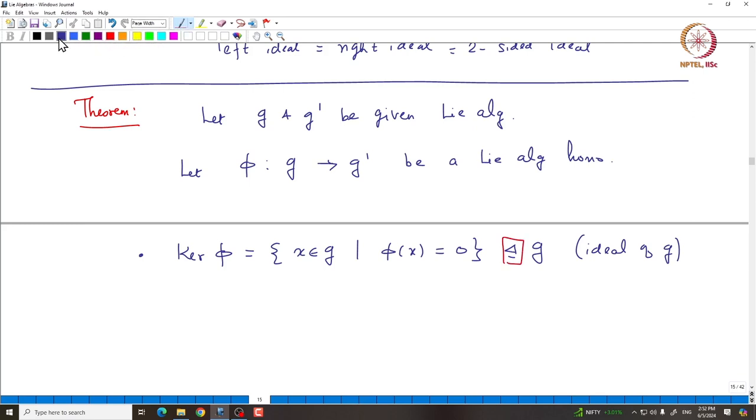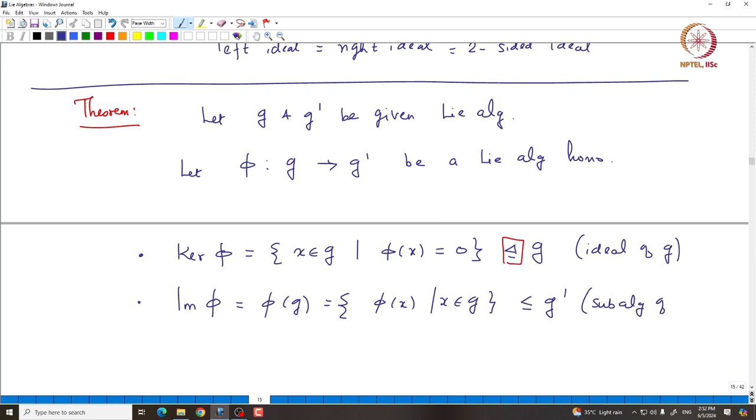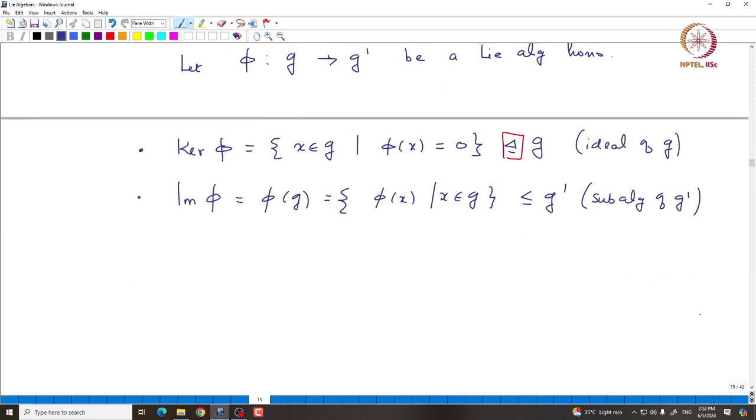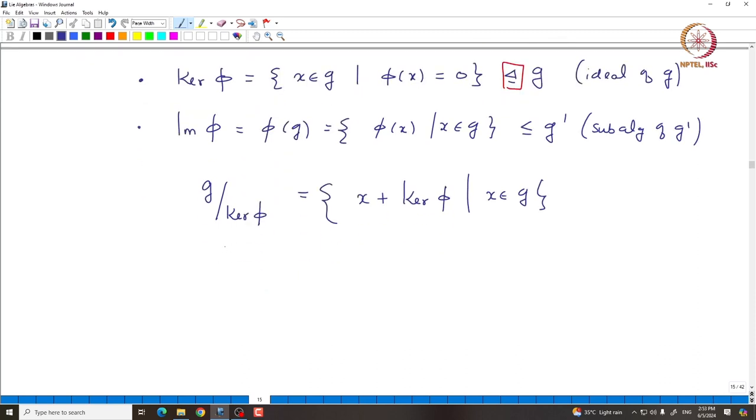Similarly, we also have the image of pi, or pi of G. This is the set of all pi of x, x in G, and this is a subalgebra of G'. Now given these two objects, we can define the quotient space G modulo the kernel of pi. By definition, you take all the cosets x plus kernel of pi such that x is in G. This is a quotient space, and it can be made into a Lie algebra.